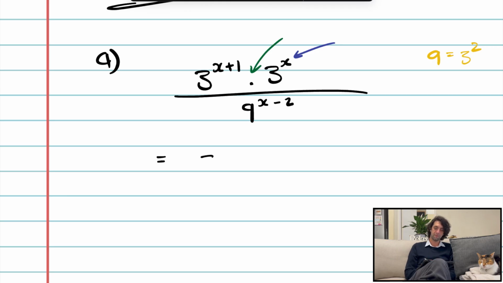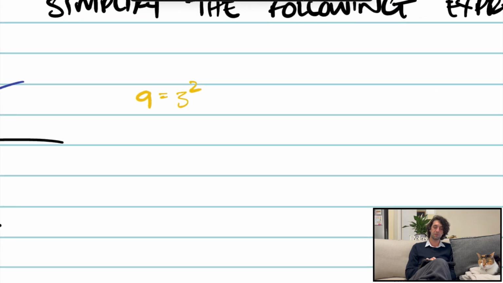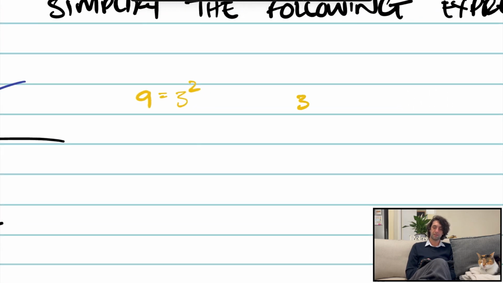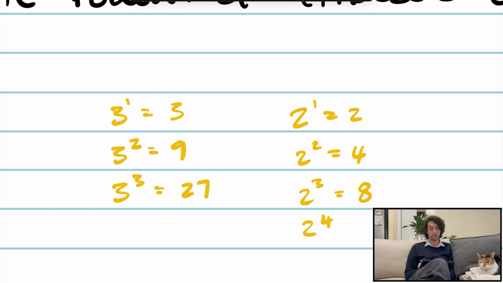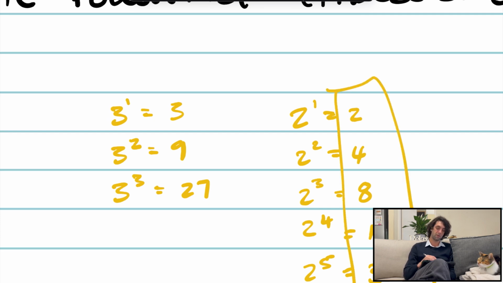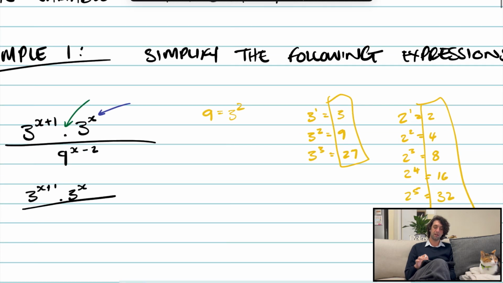Okay, if you're unfamiliar with all of your numbers, just write them on the side. Obviously 3 to the power of 1 is 3, 3 to the power of 2 is 9, 3 to the power of 3 is 27, and you can do these for all of the numbers. You have 2 to the power of 1, which is 2, 2 to the power of 2 is 4, 2 to the power of 3 is 8, 2 to the power of 4 is 16, 2 to the power of 5 is going to be 32. These are all extremely useful to know, guys. So please try to familiarize yourselves with those, okay?